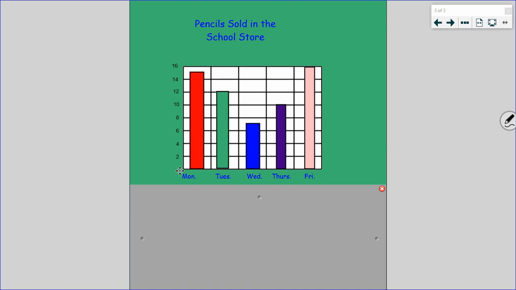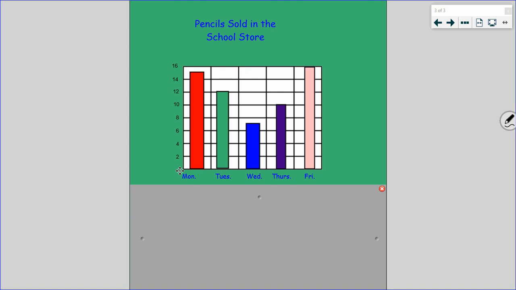We have 2, 4, 6, 8, 10, 12, 14, 16. So what kind of graph is this? A bar graph with a scale of 2, because we're skip counting by twos, and we see bars on our graph that have been shaded in. We don't have smaller lines this time.